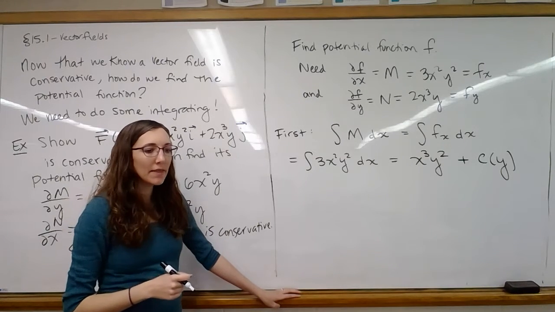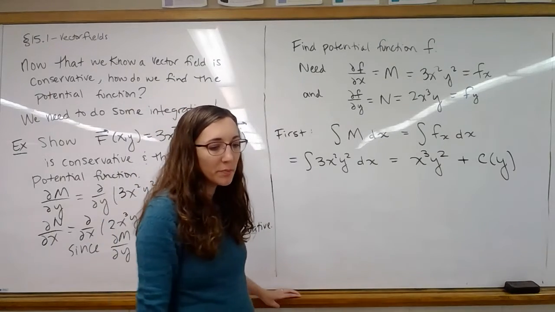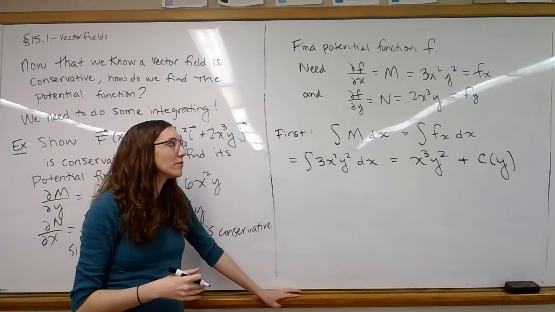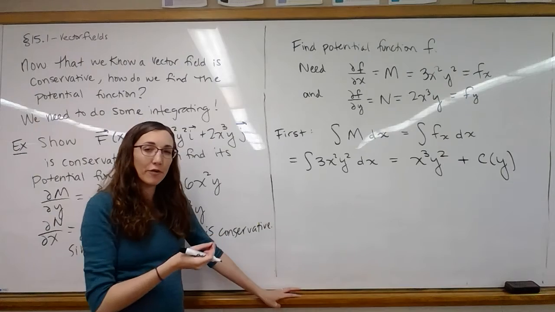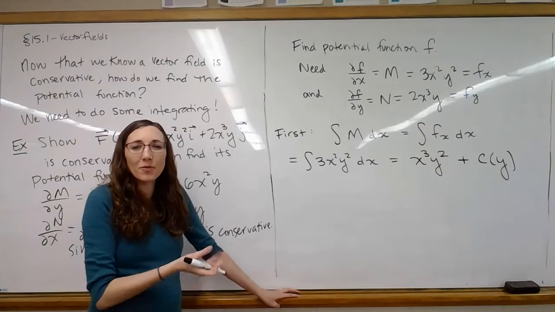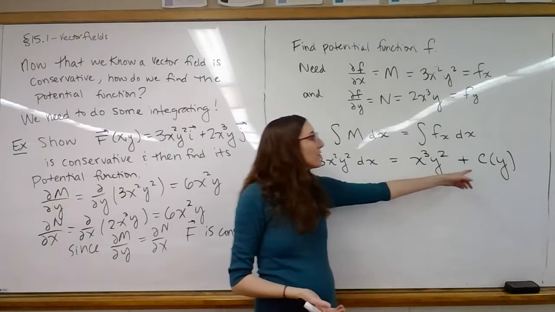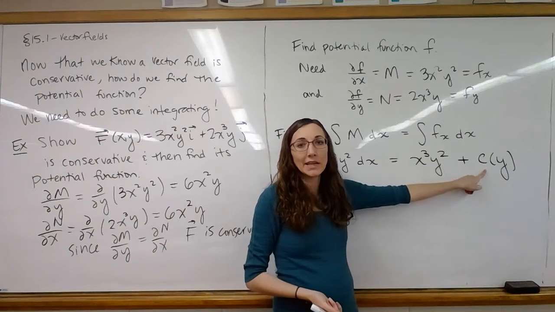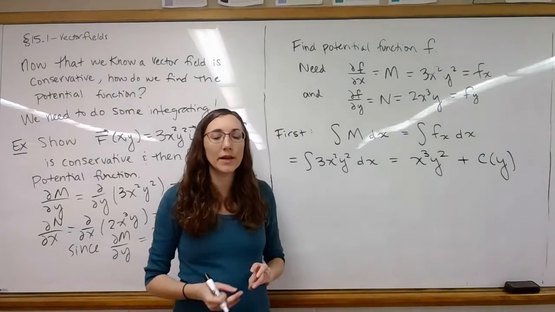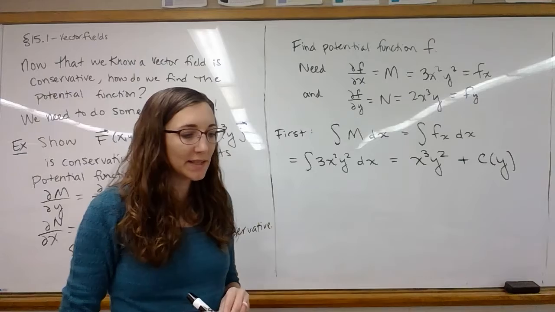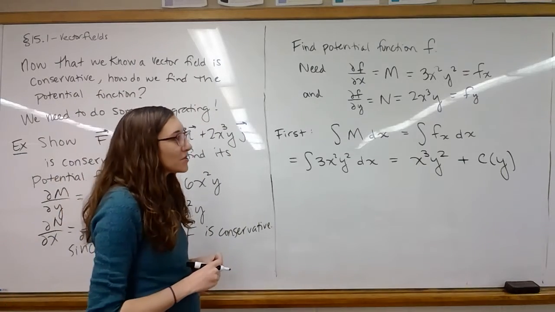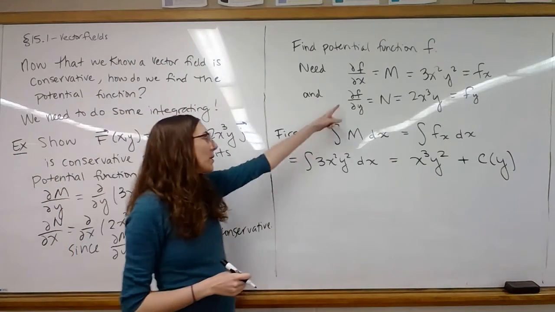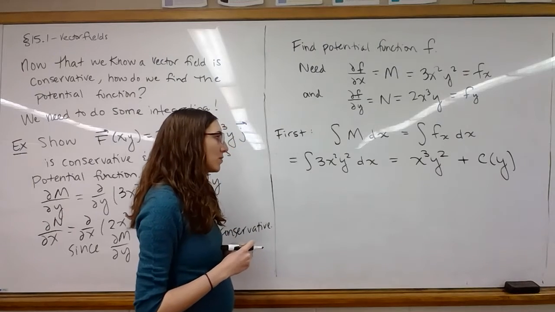Okay, so what we get at this point should be our expression of the little f function, but yet we don't know the rest of it. There are a lot of things that could be in here that would all still make this partial derivative with respect to x work, but we also need the other one to work. We need the partial with respect to y to work.